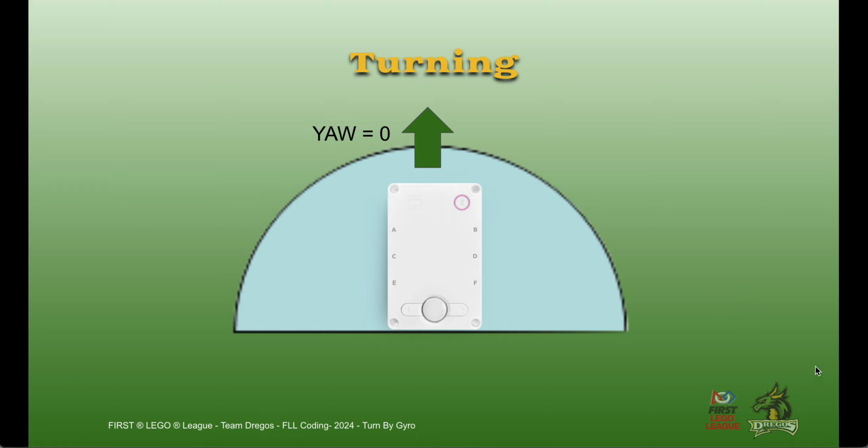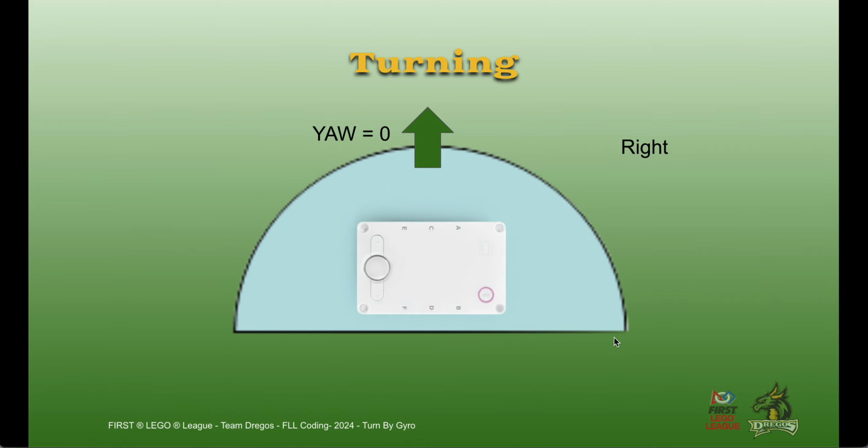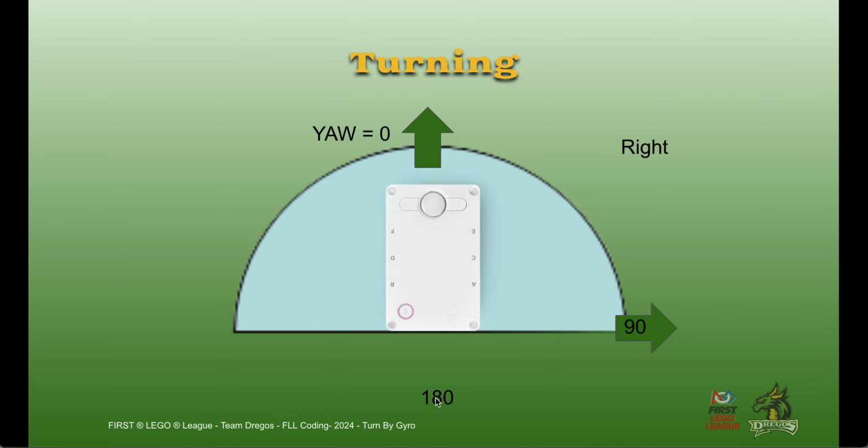Let's say your robot wants to turn to the right. We will call this a 90-degree turn. If we wanted to turn to face the opposite direction, that would be a 180-degree turn, or a 90 plus 90-degree turn.